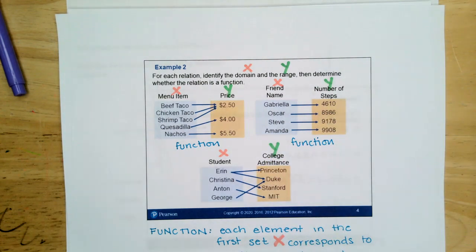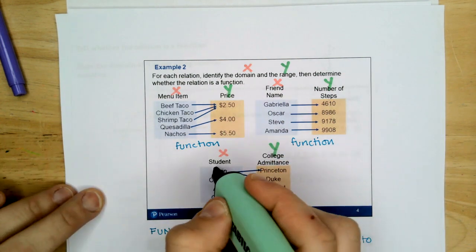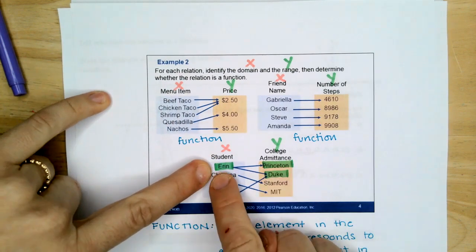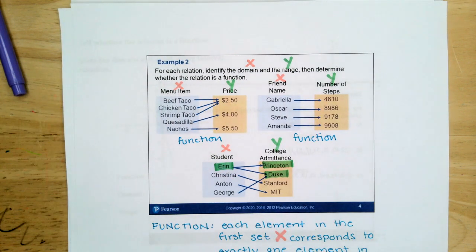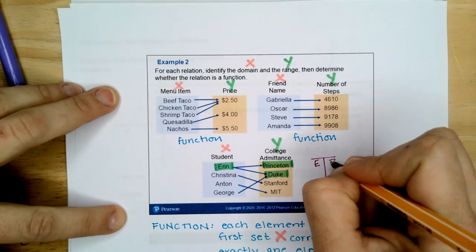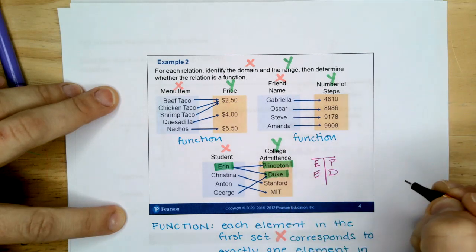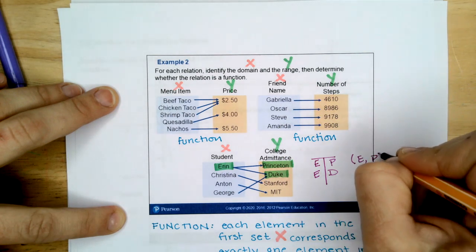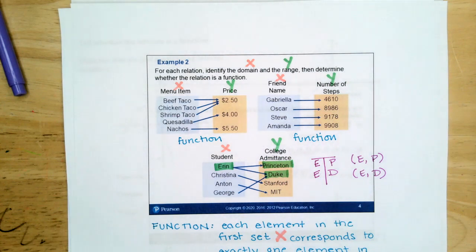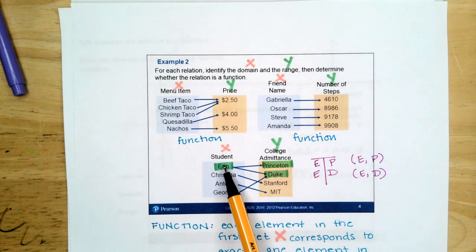It is not a function if you have any x's that have 2 or more different y's. So Aaron sometimes maps to Princeton, Aaron sometimes maps to Duke. In a list, that's suddenly going to look like E, P, E, D. That is not going to work. Every time I put in Aaron, I want to get the same college out. Every time I put in Aaron, I want to get Princeton. If sometimes I put in Aaron and I get Princeton, sometimes I get Duke, that is not a function.